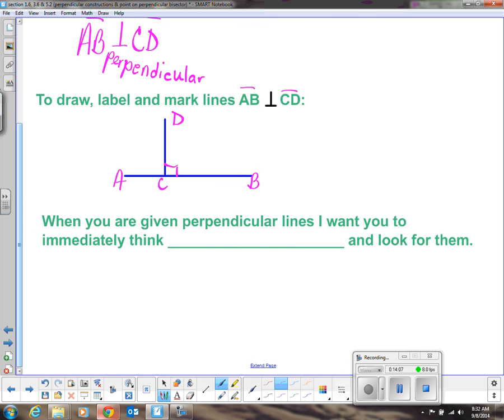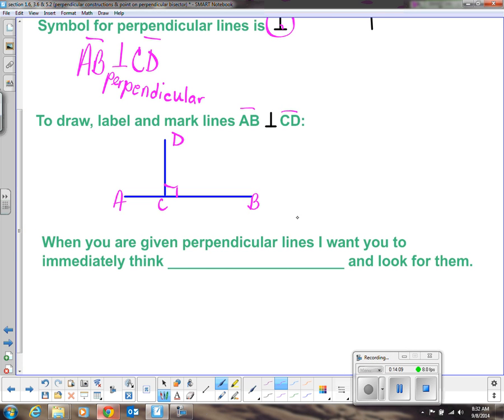So when you're given perpendicular lines, I want you to immediately think what? 90-degree angles, and I want you to look for them. Is this going to be on the test tomorrow? No, just what I've got written up there.